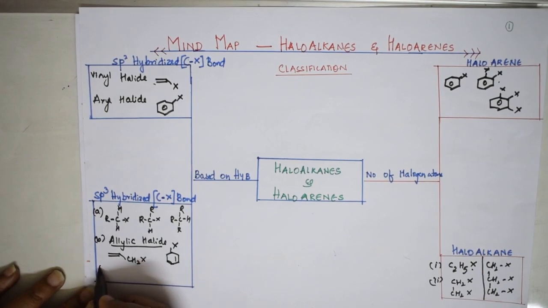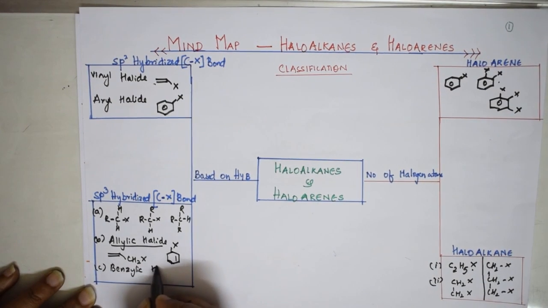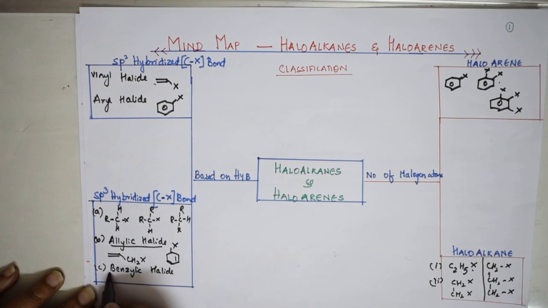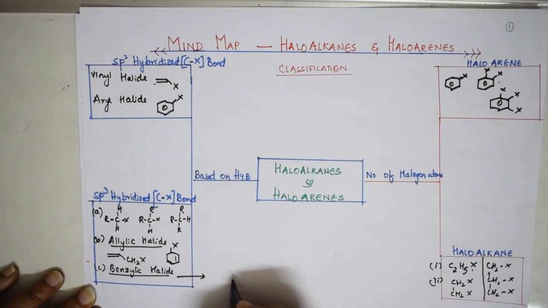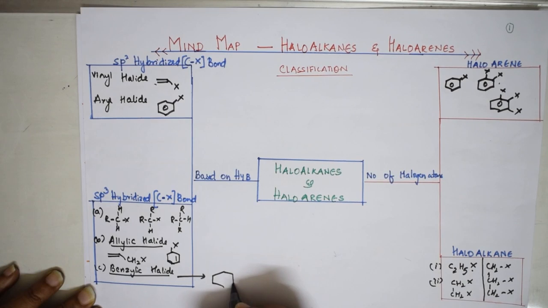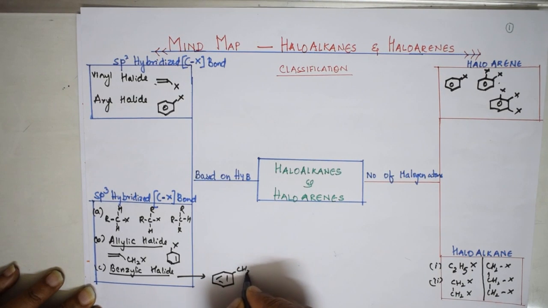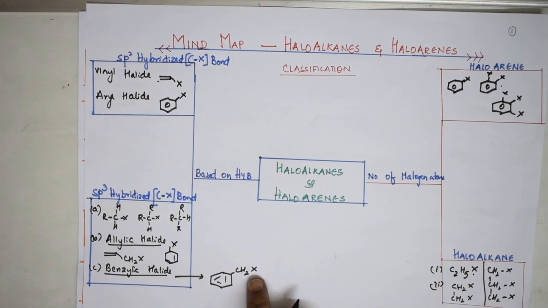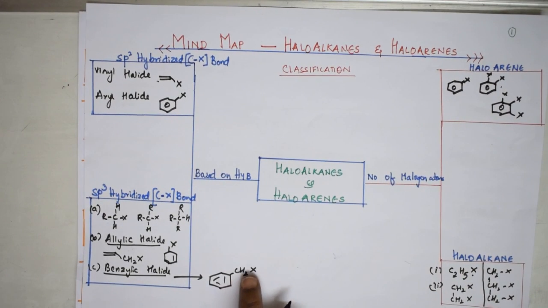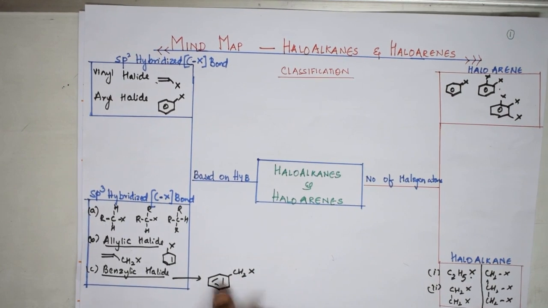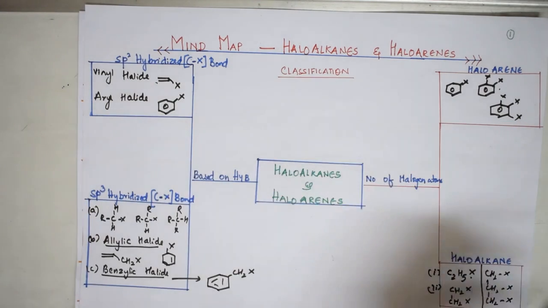Next comes benzylic. The last one is benzylic halides. In benzylic halides, how is the structure written? I'll be writing it here, students. You have a benzene ring, alternate pi bonds, then CH2X. See here, the halogen is not attached directly, but it is attached to a CH2 group and then to the benzene ring. So this is how haloalkanes and haloarenes are classified.